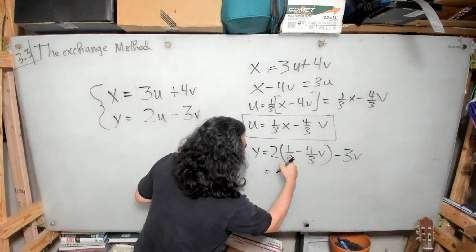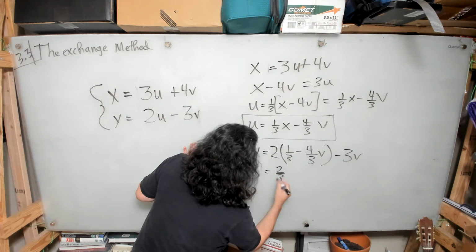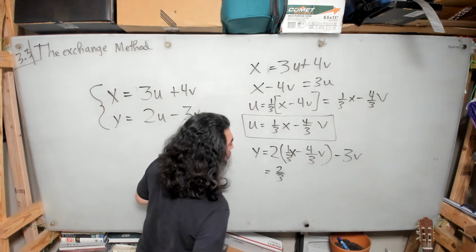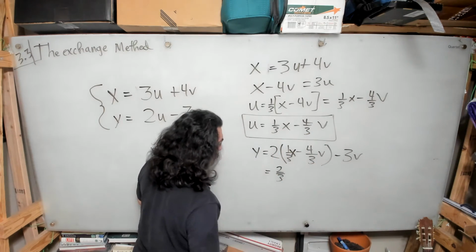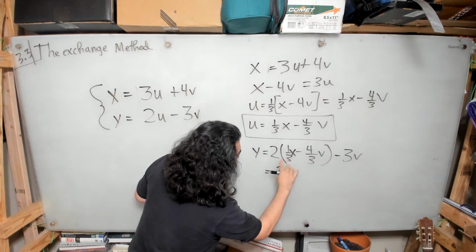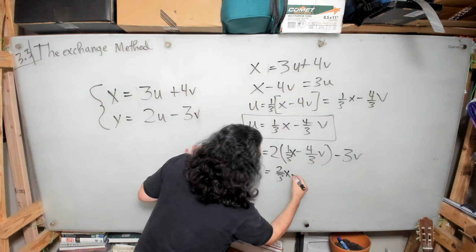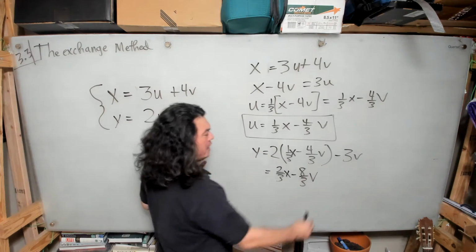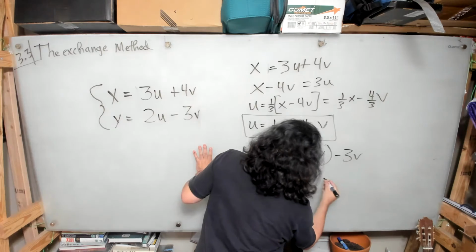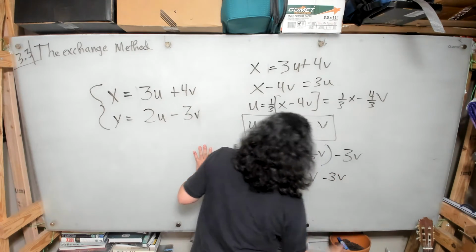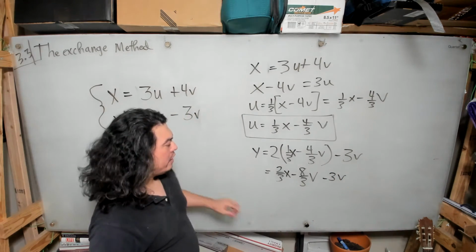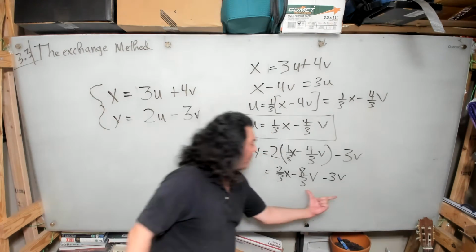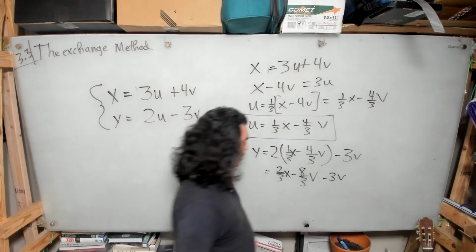So that's going to be 2 times 1/3 x, that's 2/3 x. I'm sorry, I should have written the x in there. You see? So it's 2/3 x. 2 times negative 4/3 is minus 8/3 v. And then I bring down my minus 3v. Now, I need to find out what is negative 8/3 minus 3 so that I can combine these two into one term. So let's do this over here on the side.